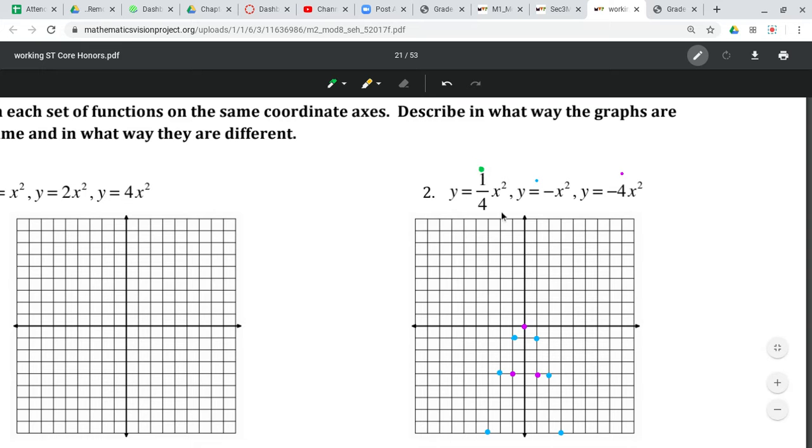So y equals 1/4 x squared. If we plug a 0 into this, 0 squared is 0. 0 times 1/4 is 0. So once again, it's going to start at the origin. Now, 1 squared is 1. 1 times 1/4 is 1/4. That's going to be a little hard to graph. So we move on to 2. 2 squared is 4. 4 times 1/4 is 1. So same thing over here.